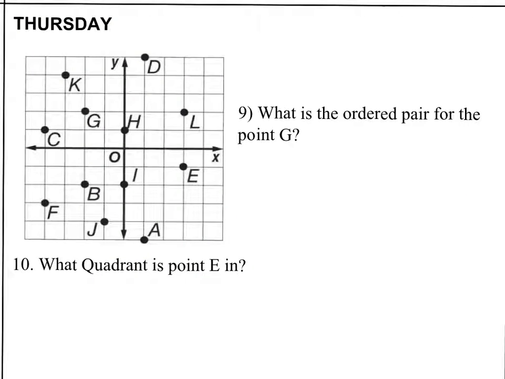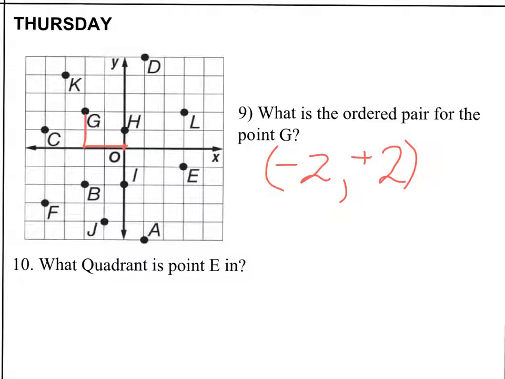All right, for Thursday's warm-up, we are looking at coordinate grid. Number 9 says, what is the ordered pair for the point G? First of all, remember that your ordered pairs are always inside parentheses, and we're going to find G. So we're going to start at the center, the origin. Remember, my x coordinate tells me right or left. So I'm moving to the left, and I'm moving 2 spaces. Since I'm moving to the left of 0, that's a -2. And then I'm moving up 2 spaces. Since I'm above 0, that's +2. So my coordinates are -2, +2.